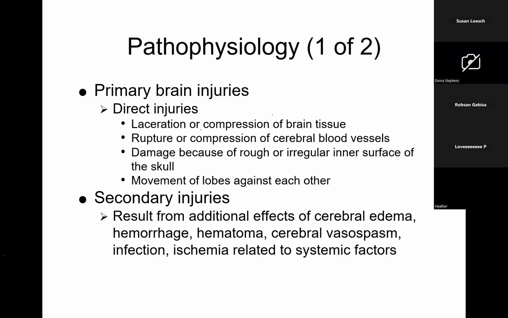Secondary brain damage is caused by development of additional injurious factors. So this would be things like cerebral edema that developed because of the injury, hemorrhage that developed because of the injury, a hematoma that developed because of the injury. Remember I said if there's bleeds in the brain, it can cause cerebral vasospasms, and that's because of the injury, and ischemia or infection because of that injury. So that would make it secondary.